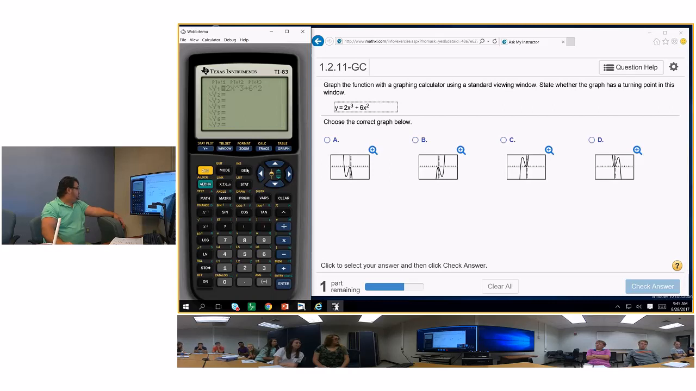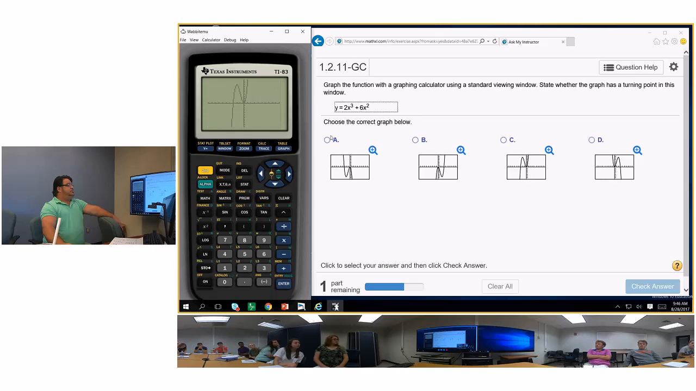Second, insert X. And graph. There it is. Now, it asks state whether it has a turning point in this window. Yes, it does. It has 2 turning points. 1, 2. Now, just so you can remember, how do you find the x-intercepts?